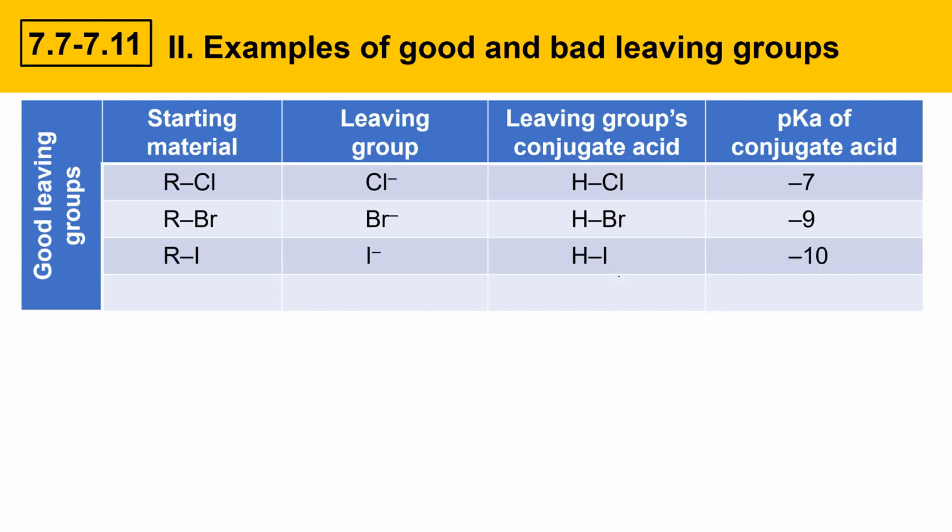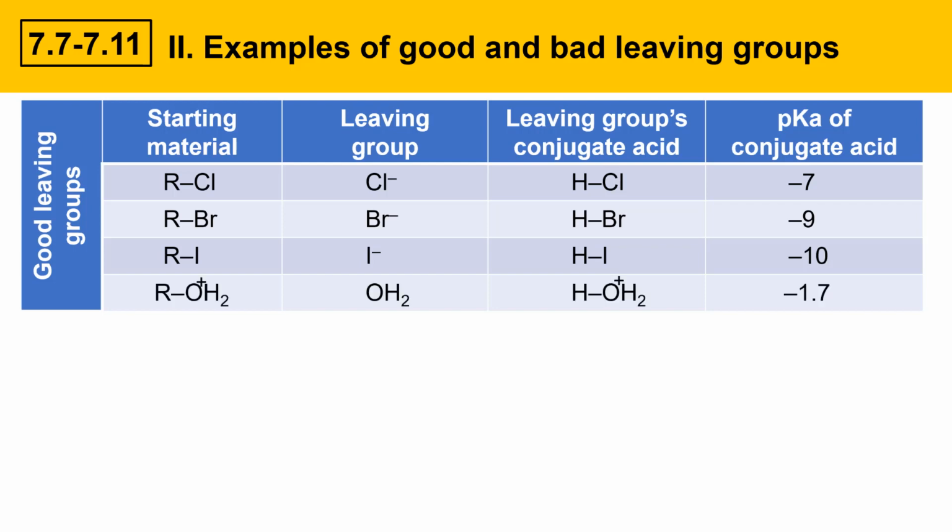That logic continues in looking at alkyl iodides. So when the leaving group is I-, it is a very weak base because HI is a very strong acid. HI has a pKa value of -10, which is even stronger than the others above. I- is the best leaving group among these three halogens. Iodide is the best, bromide is second best, chloride is third best.